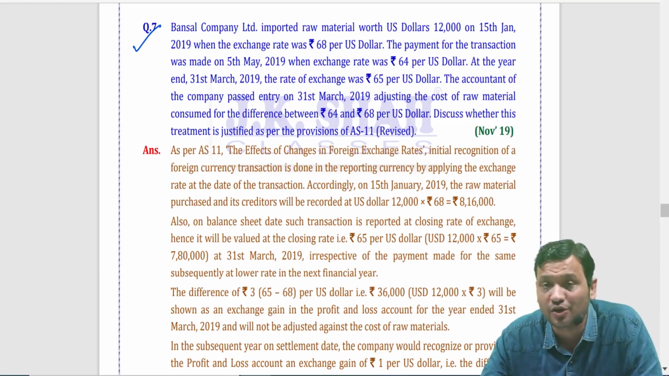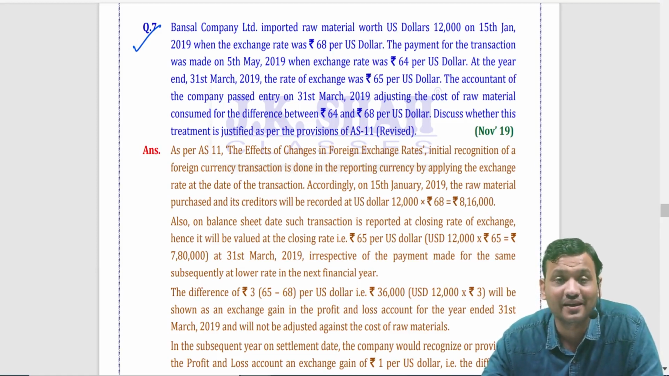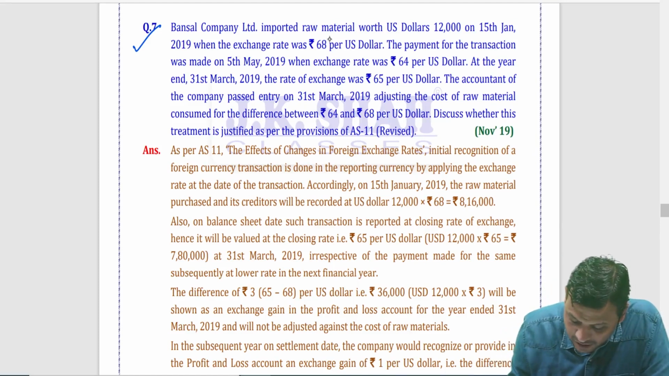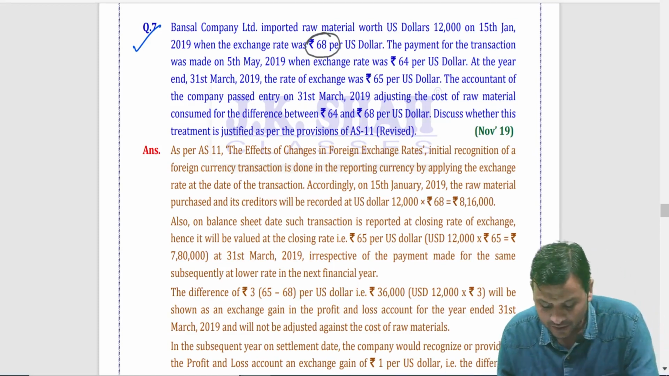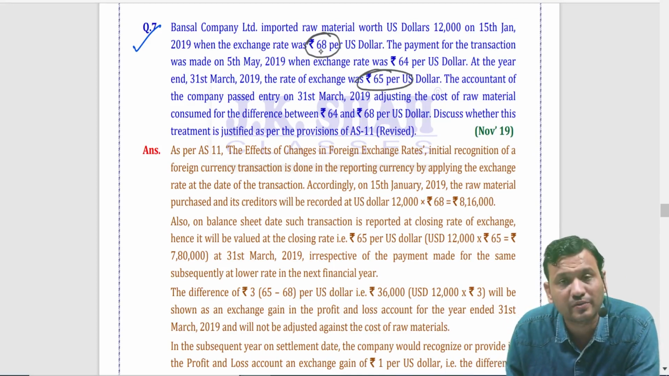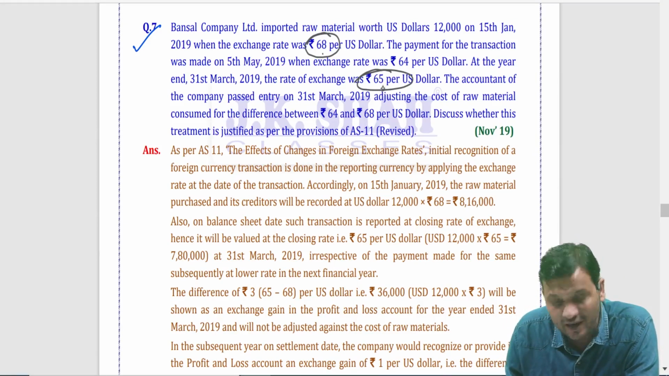Answer is no, it is not justified. The same type of question is there in our textbook also in the classwork part. Now, what am I supposed to do? I bought the raw material at 68. Now it is 65. So, first of all, on 31st March, we have to bring it from 68 to 65. So, there will be a gain.